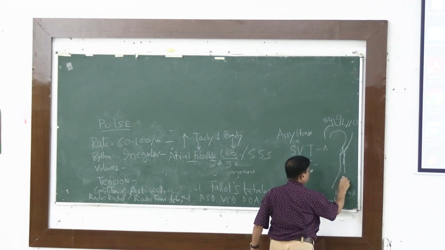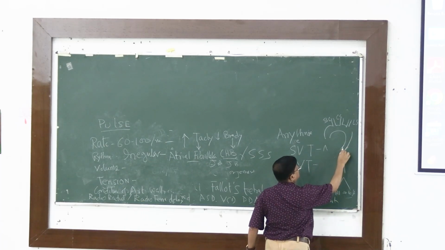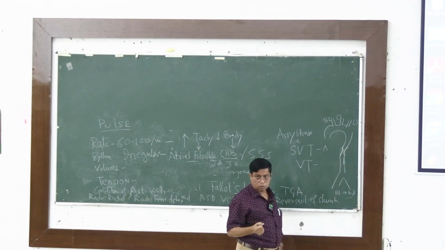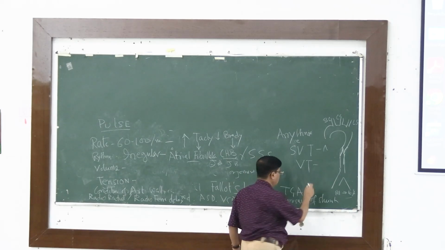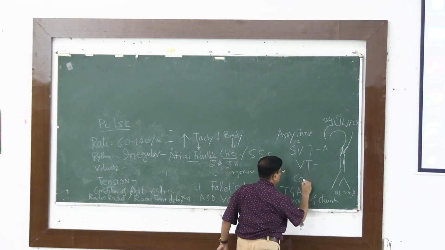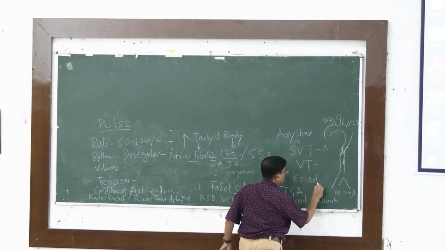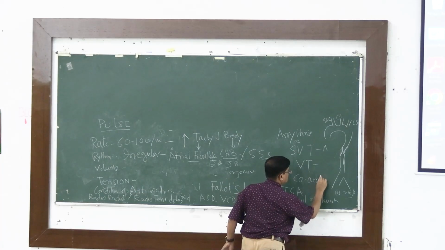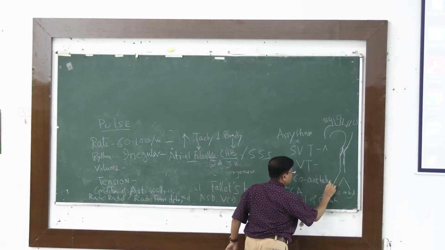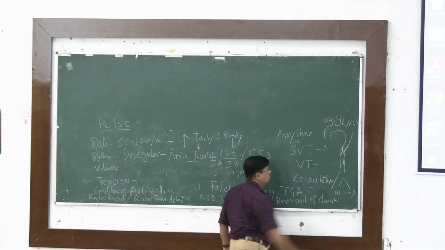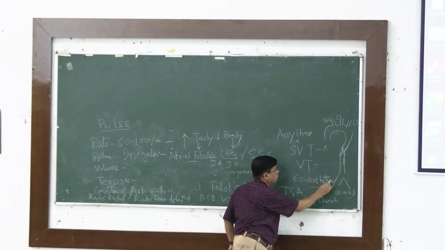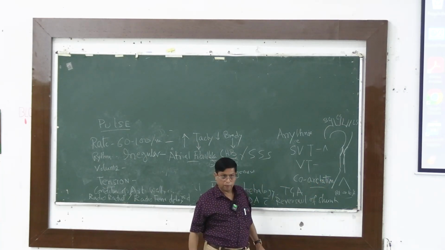Then the blood comes to the femoral artery. So with coarctation, the aorta becomes narrow. This is a congenital defect. It is called coarctation of the aorta.